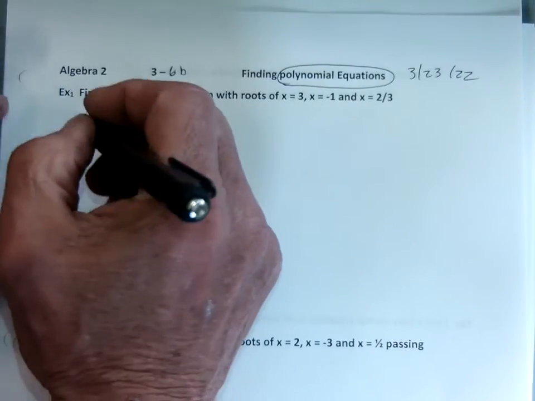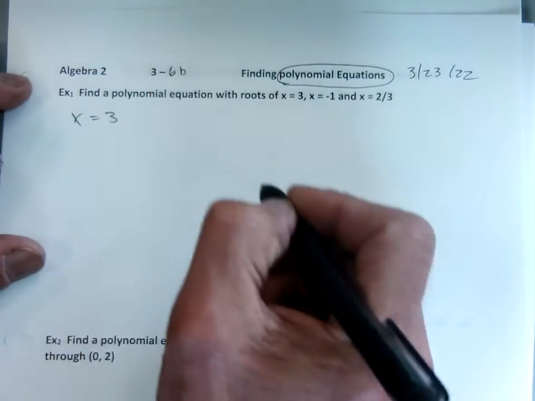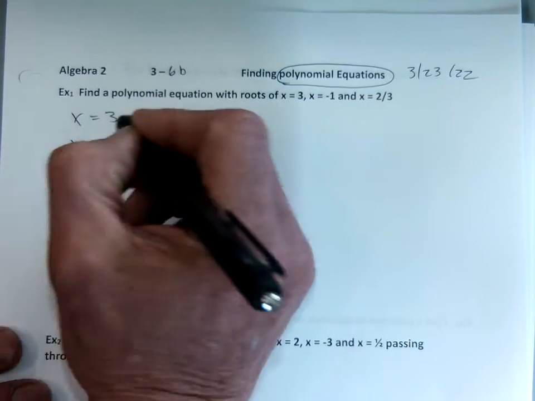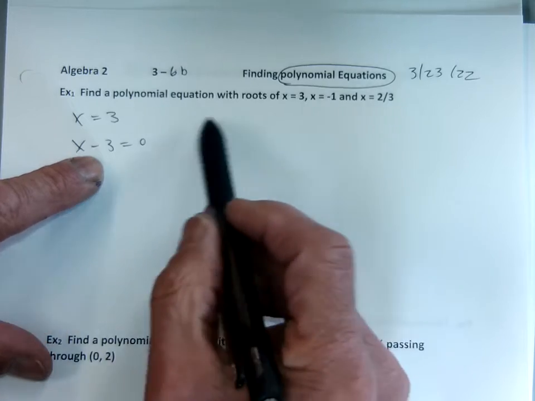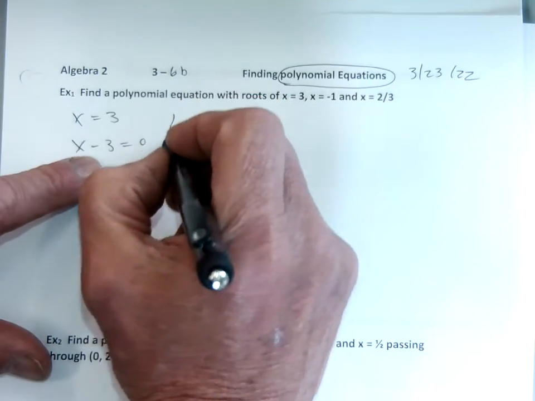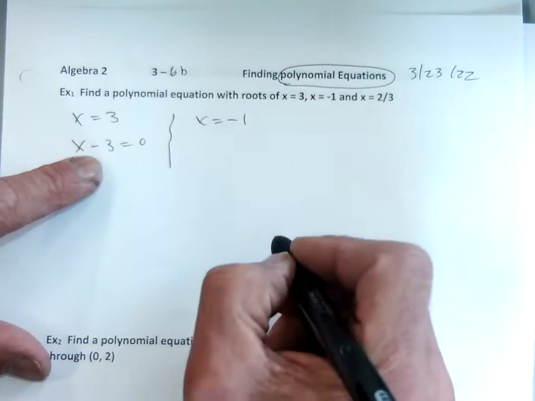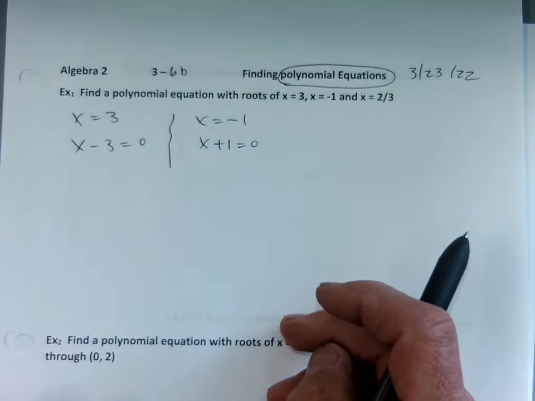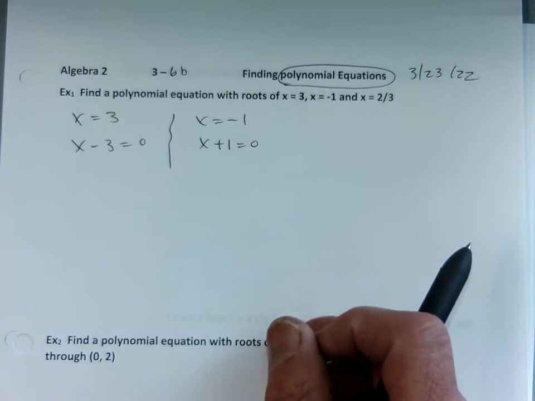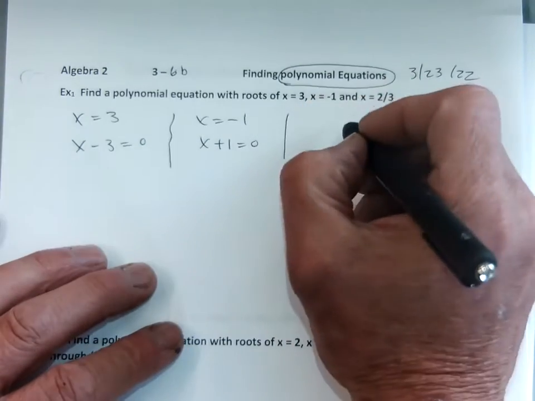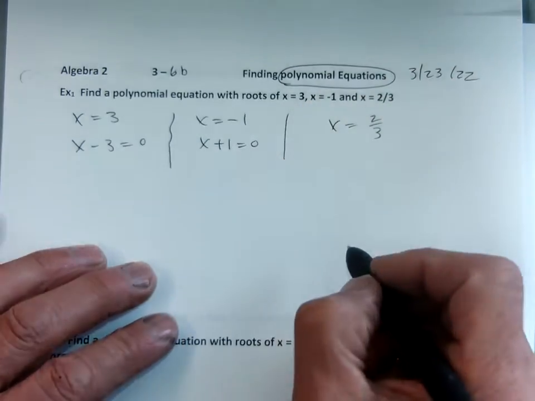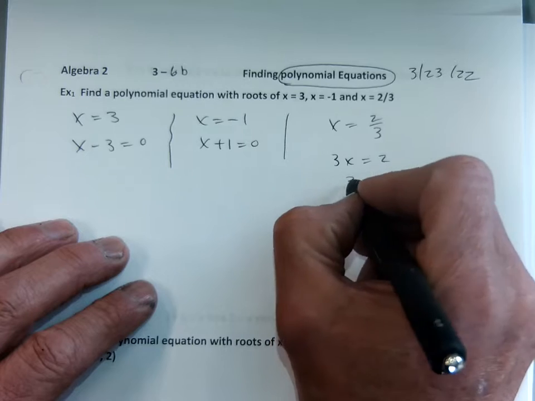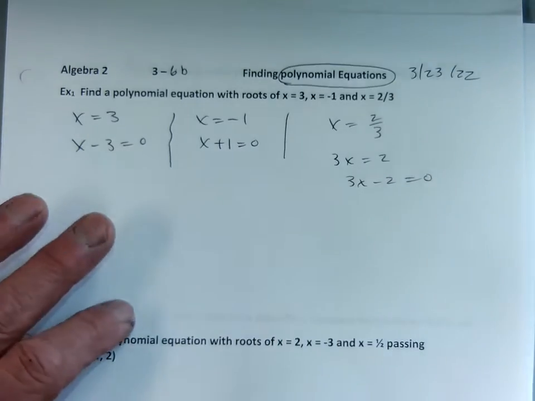So if I know that x is equal to 3, then one of my mini equations to get 3 would be x minus 3 equals 0. And if I have an x equals -1, then it really had to have come from x plus 1 equals 0, right? Because I go -1, -1. Everybody okay on that? And then finally, if I have an x equals 2/3, I would have had a 3x equals 2, or a 3x minus 2 equals 0, right?